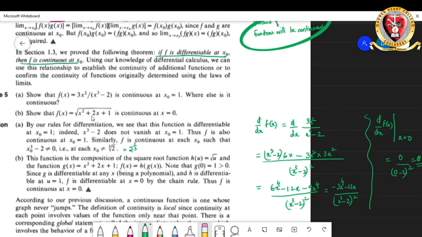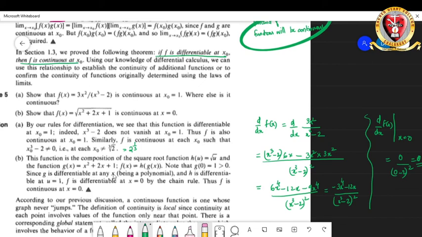And for question B, we have to check the continuity of f of x is equal to square root of x square plus 2x plus 1 at x is equal to 0. So for that, first define h of u is equal to root u, and then define g of x is equal to x square plus 2x plus 1. So here f of x can be written as h composition g of x, right? So you get g of 0 is equal to 1, by definition, which is strictly greater than 0.